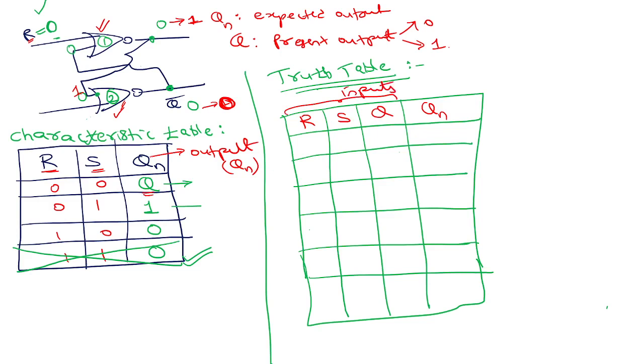Now you see, your output depends on the inputs, because Qn is a function of R, S, and Q. But here Qn is not mentioned in terms of logical value. Qn is in the form of some Boolean expression or some variable. Those kinds of tables are called characteristic tables. Truth table means which gives logical relationship.